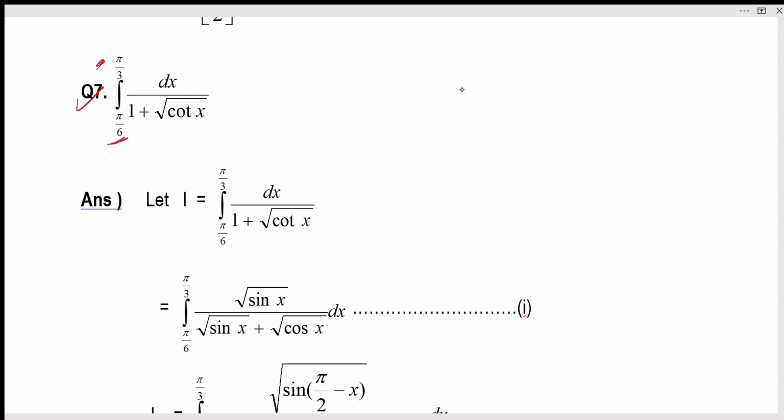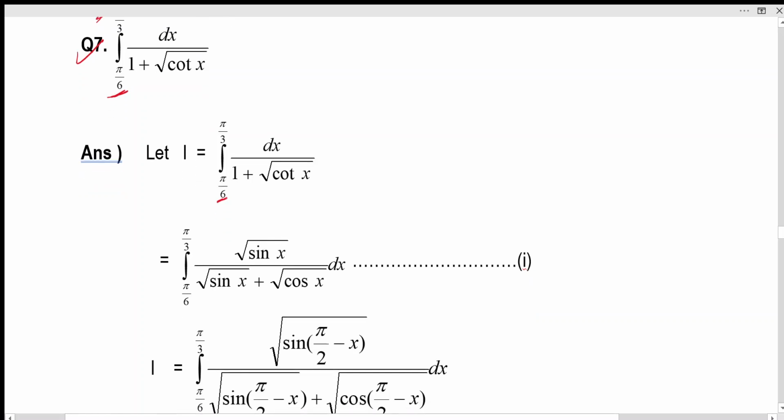The question is dx upon under root 1 plus cot x. Now we do not have limit from 0 to something, so right now you cannot apply the property, but let's see how you can do that. So first of all, I've changed into sine and cos. So cot is cos upon sine, take the LCM.